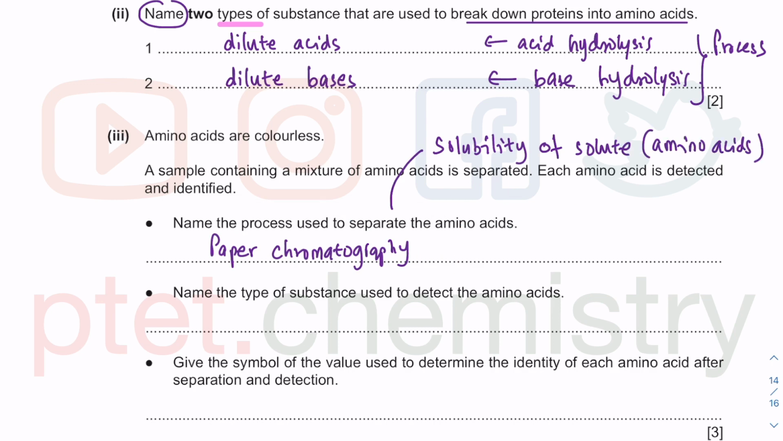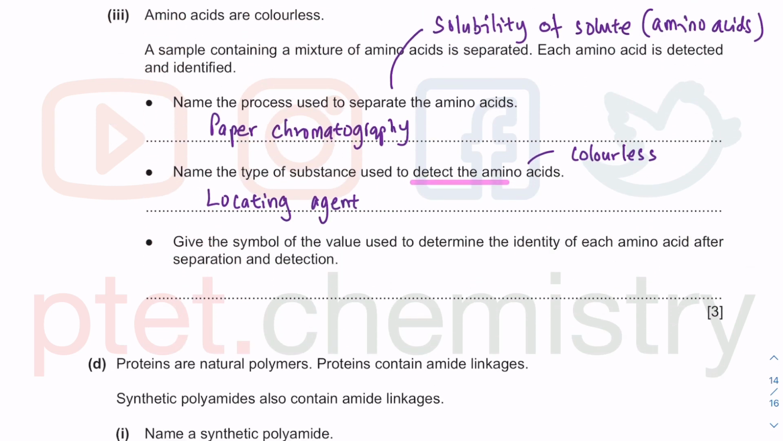The problem is amino acids are colorless. So name this substance. Well, you need this thing called locating agent. Because amino acids are colorless, you cannot see them unless you spray it with this locating agent, which is going to make the spot come out as colored, and you'll be able to measure the RF value.